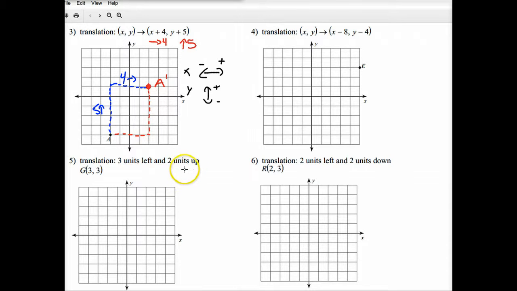So here, they don't give us anything except the information as far as what's on the grid. We got to put the stuff all on the grid, the original and the copy. So it says G is at 3, 3. So that's going to be right here at 3, 3. And it says 3 units left, 2 units up. So for my copy, I'm going to go 3 units left. So that's 3 to the left. And then 2 units up, which puts me right there. And that's my G prime. So that's the idea with just moving some points. Let's get to some more advanced stuff here because that's just too easy.